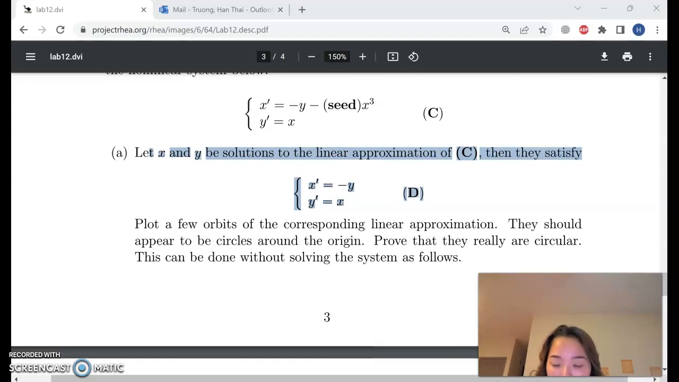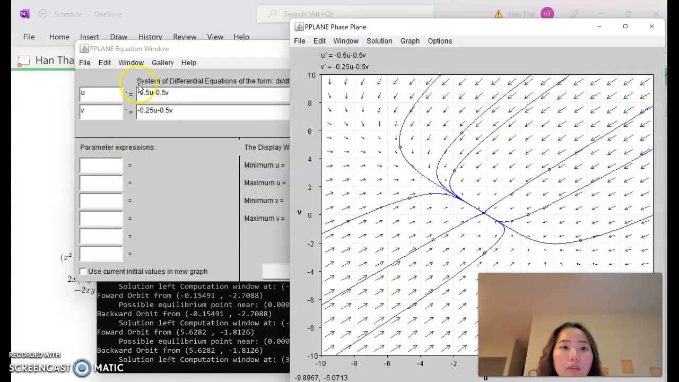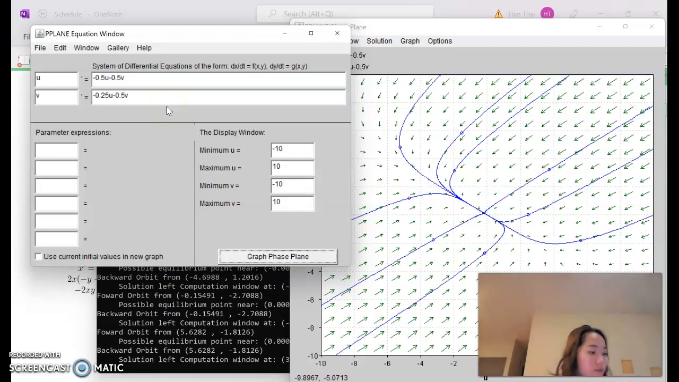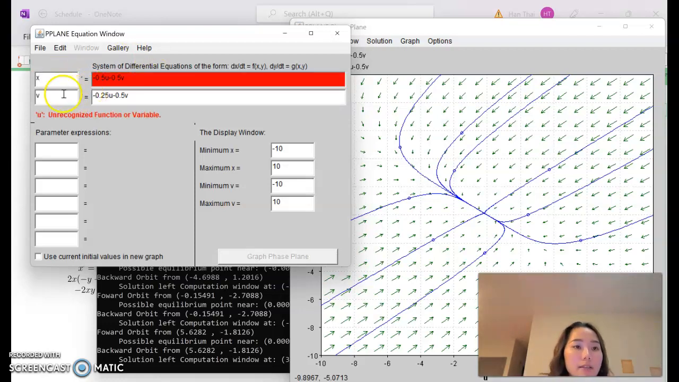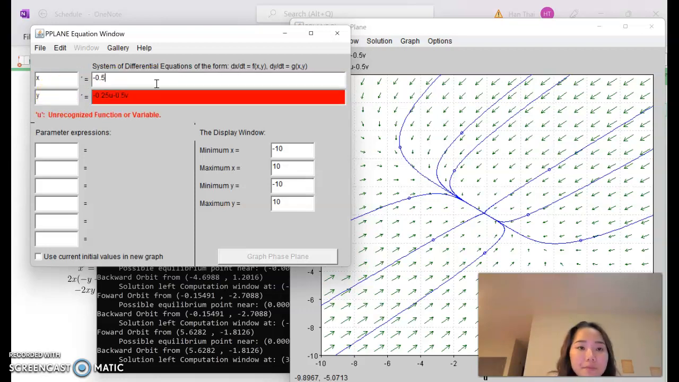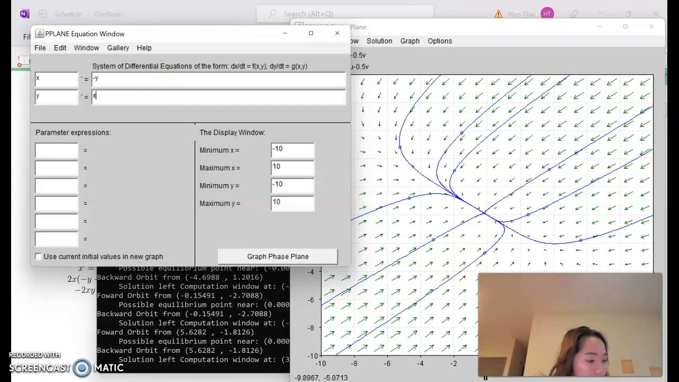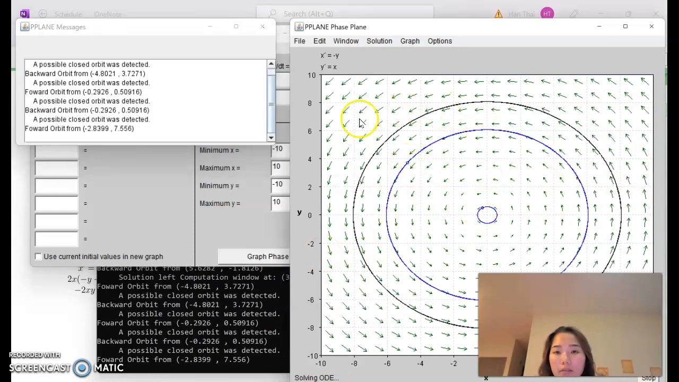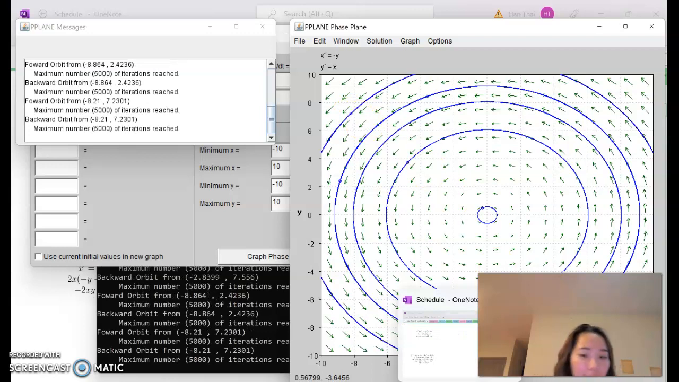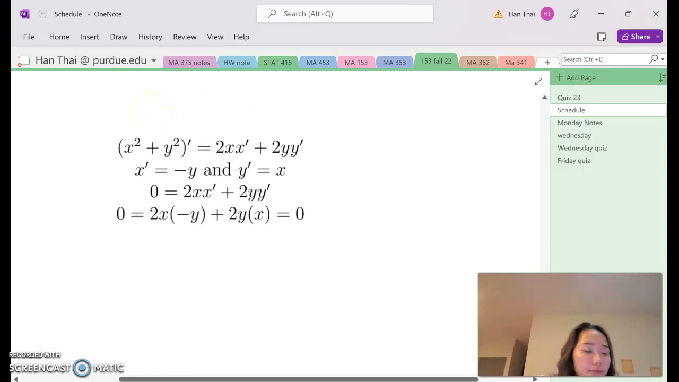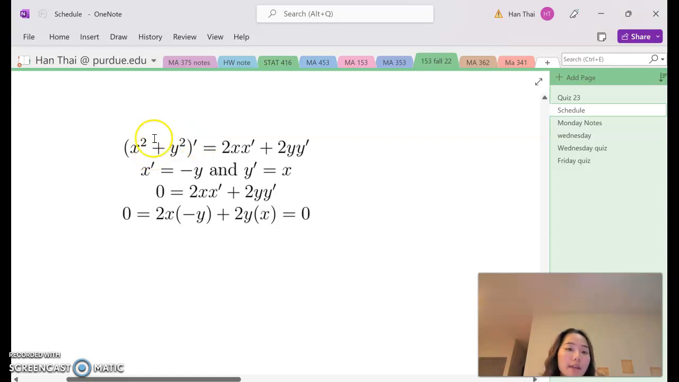Where did my pplane go? Oh, here it is. For part A, this time go back to x and y. We're plotting x prime equals negative y, and y prime equals x. Keep the same window, and you can see it's going to be a circle. And we need to prove it. We have (x squared plus y squared) prime equal to 2x x prime plus 2y y prime. We do some substitution and you will get 0, which tells us why they are circles.